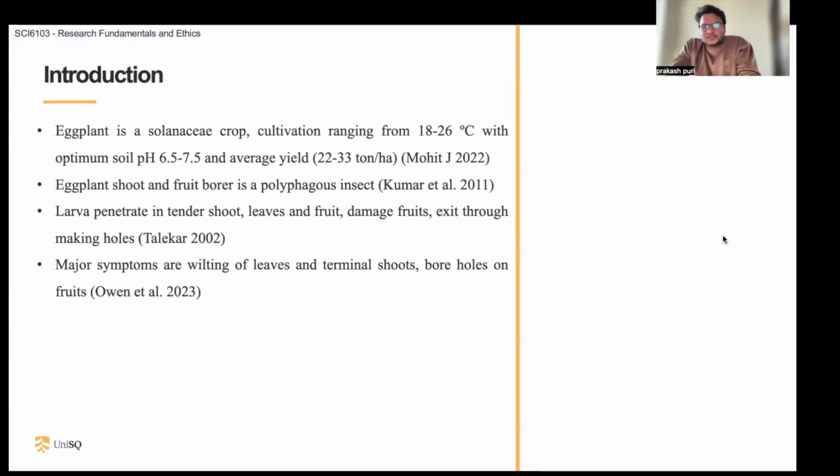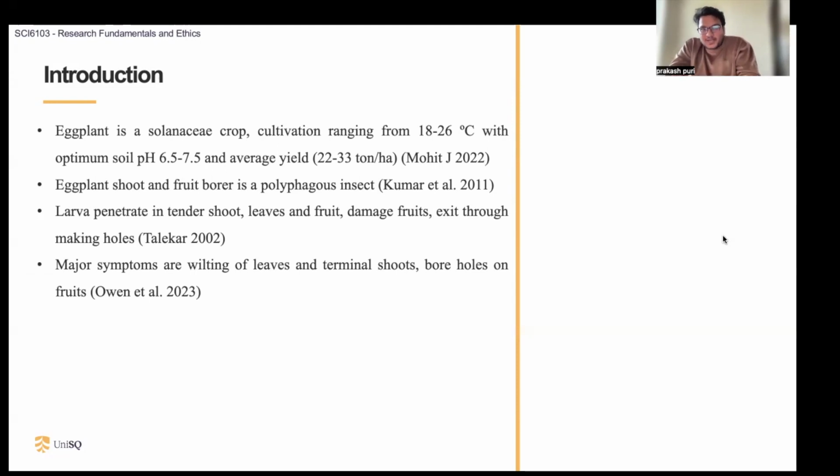Introduction. The eggplant is a solanaceous crop. It is cultivated at temperatures ranging from 18 degrees Celsius to 26 degrees Celsius, and it requires an optimum soil pH of 6.5 to 7.5, which is the neutral pH range. The average yield of eggplant is 22 to 33 tons per hectare. The eggplant shoot and fruit borer is a polyphagous insect. Polyphagous means an insect which can feed on a wide taxonomic diversity of crops, so a wide variety of crops.